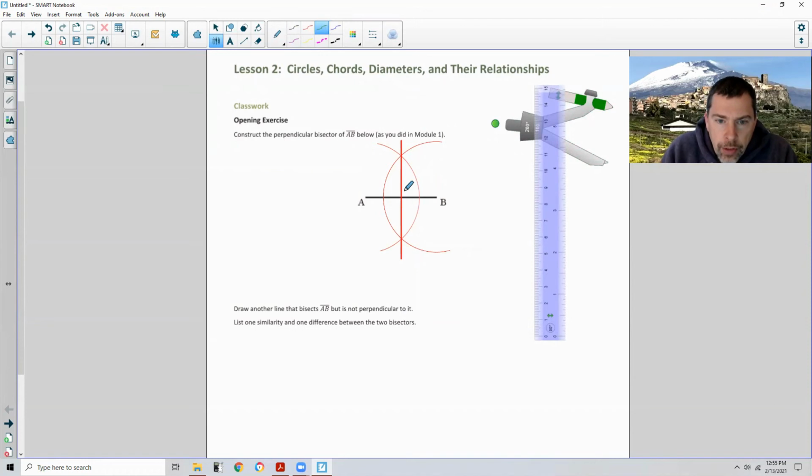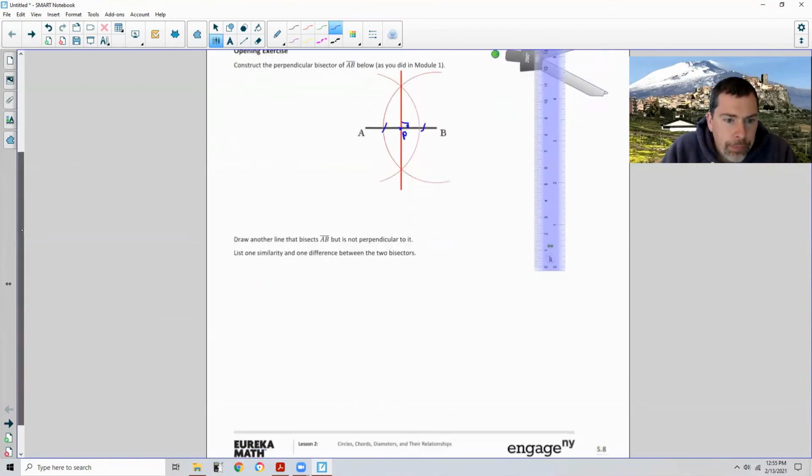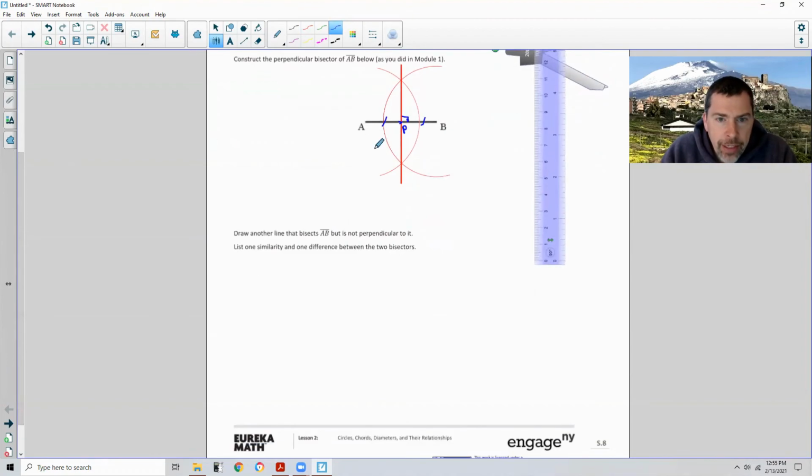So this, what does that mean? That means that this is 90 degrees, and if that is the point P right here, AP is congruent to BP. Okay. Draw another line that bisects AB, but is not perpendicular to it. You list one similarity and one difference between the two bisectors.